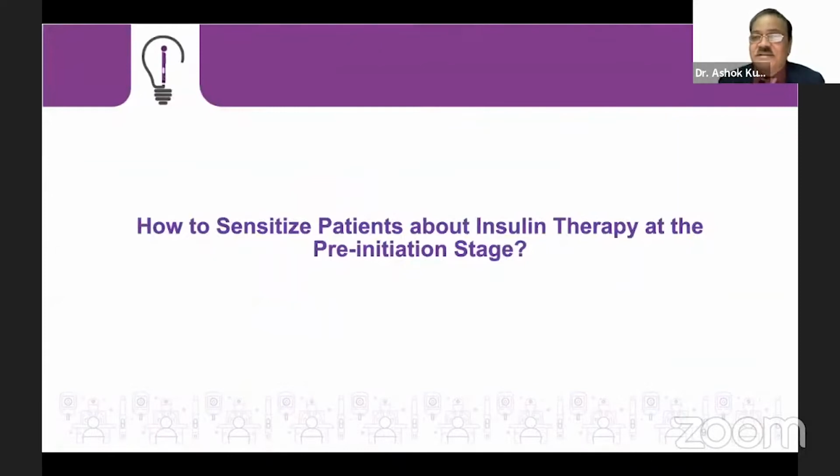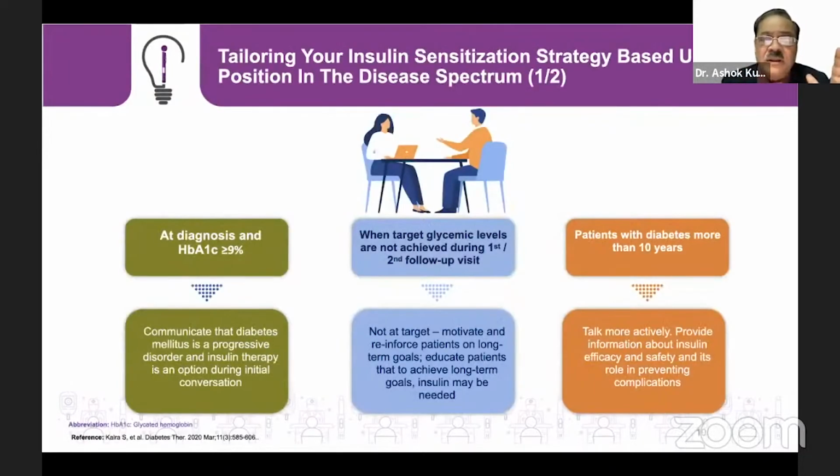Now, dear friends, how do we sensitize patients about insulin therapy at the pre-initiation phase? Dear friends, I brought for you 10 case scenarios. I'll go through them very quickly, as I have less time. Number 1, we have to tailor the insulin sensitization strategy based upon the clinical positions in the disease spectrum. You know, diabetes is a heterogeneous disease, with a heterogeneous spectrum.